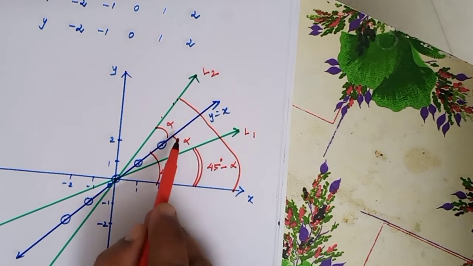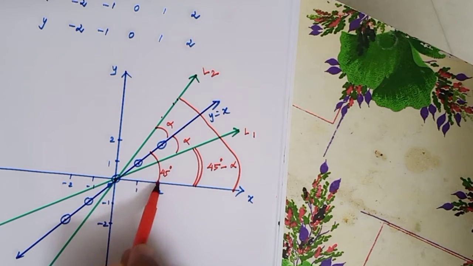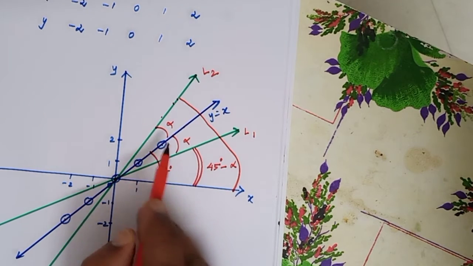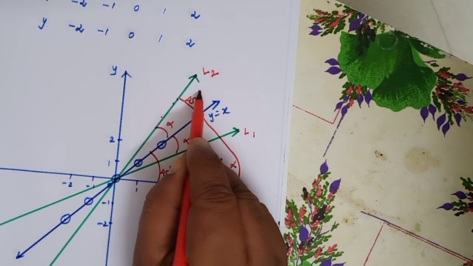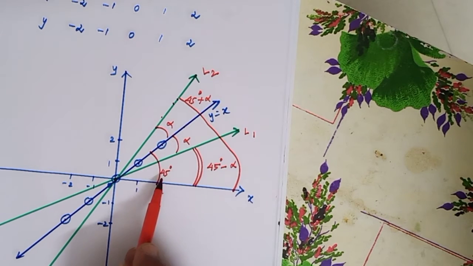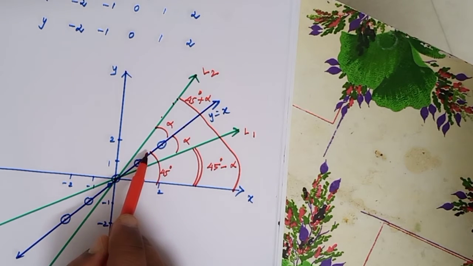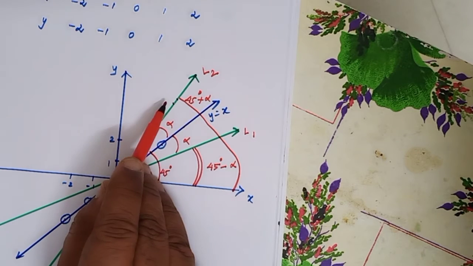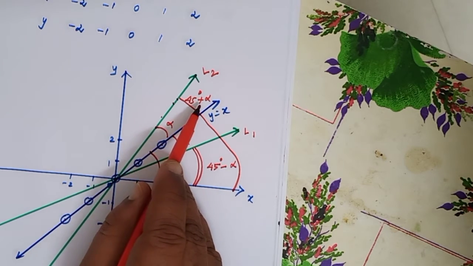That is, we know this is 45 degree, this one is alpha, so together 45 degree plus alpha. Once again, 45 plus alpha, so the full angle is 45 degree plus alpha.